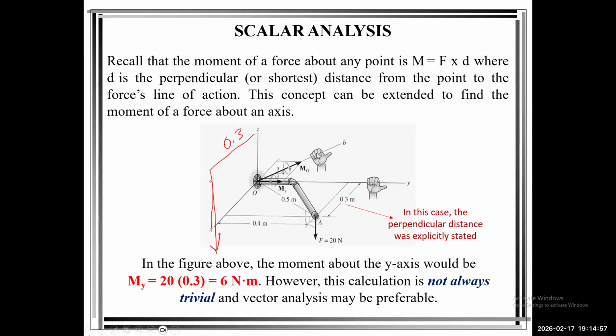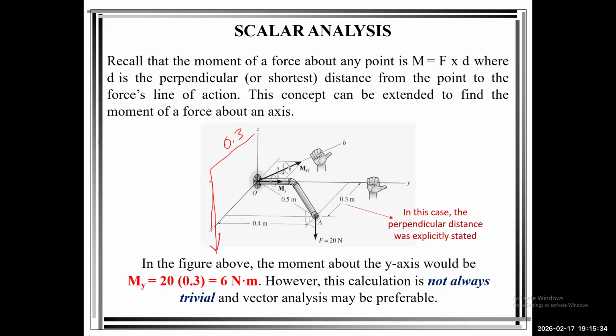Okay. So for scalar analysis, recall that the moment of a force about any point, M, is equal to force times perpendicular distance from the point to the force's line of action. This concept can be extended to find the moment of a force about an axis. Not about a point anymore, more about an axis. So in this case, we could actually look at the point 3 times the force.